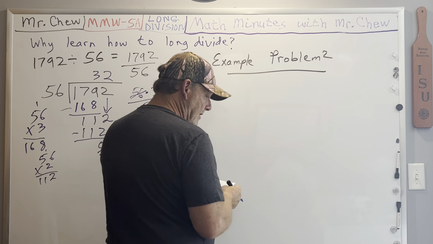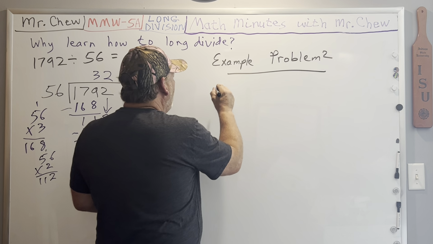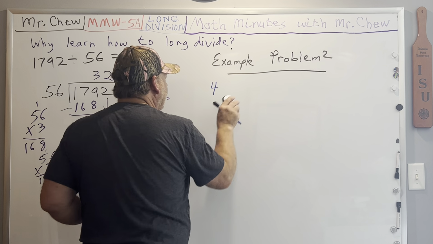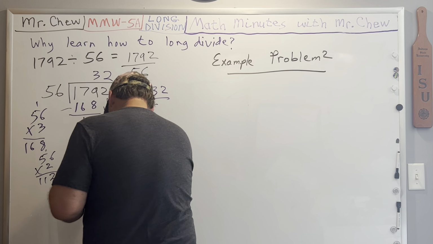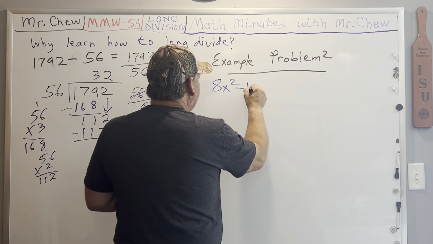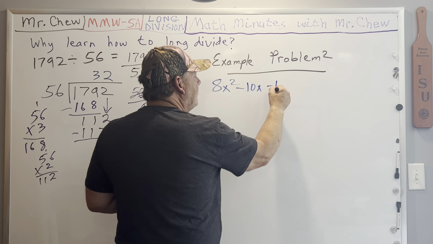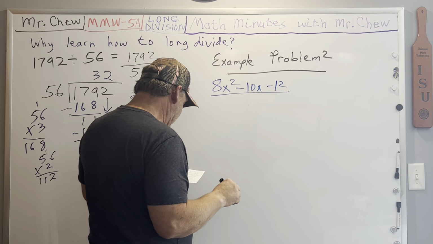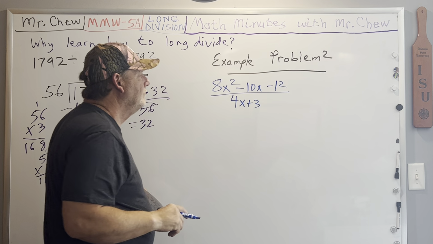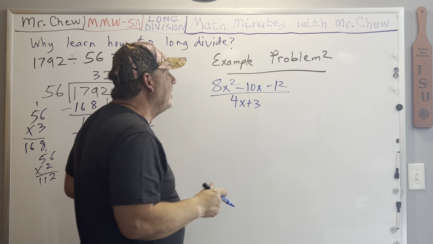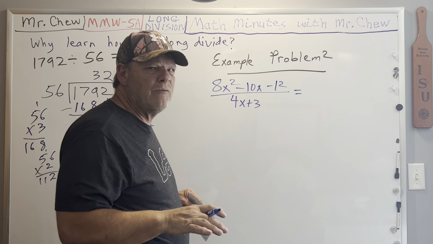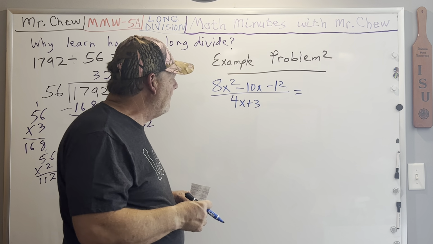So I have, let's write it like a fraction first. So I have 8x squared minus 10x minus 12 divided by 4x plus 3. All right, so it's going to equal something. In this case, this one doesn't have a remainder. A little bit harder when they have remainders. My next couple videos will have remainders in them.